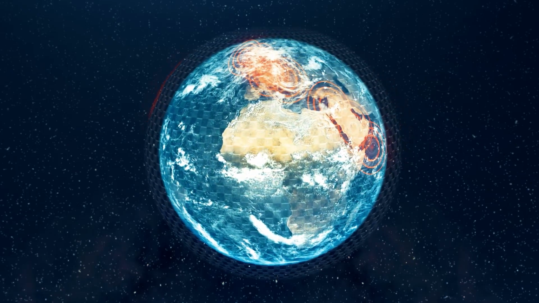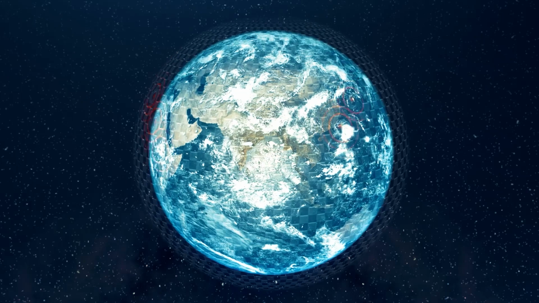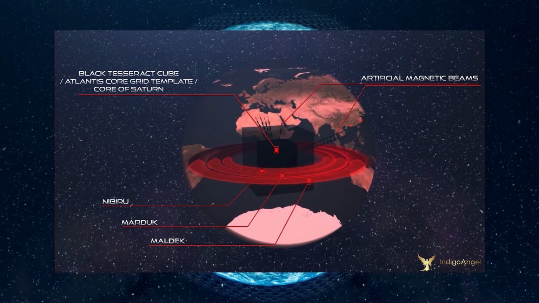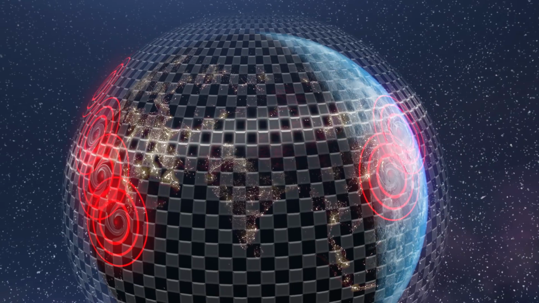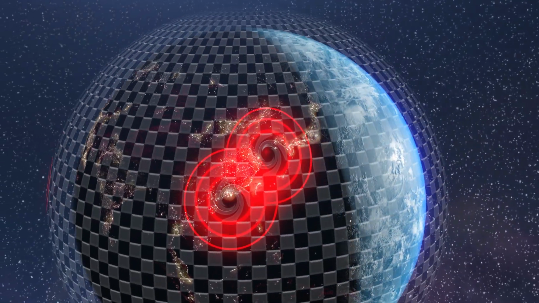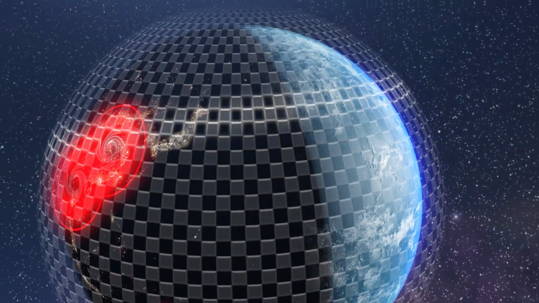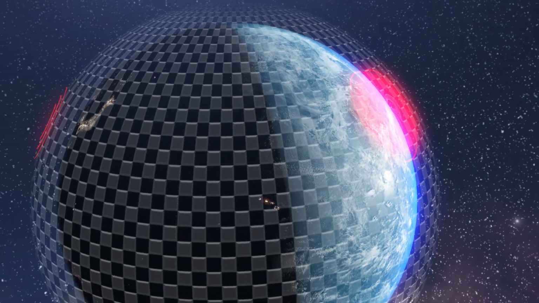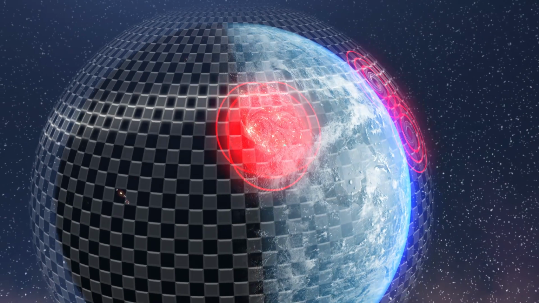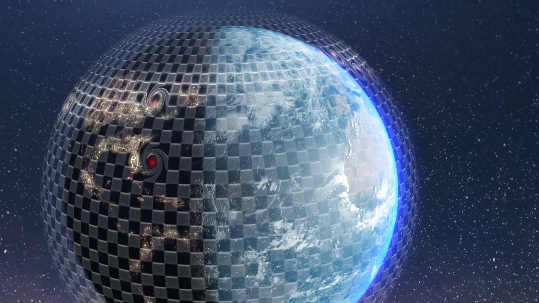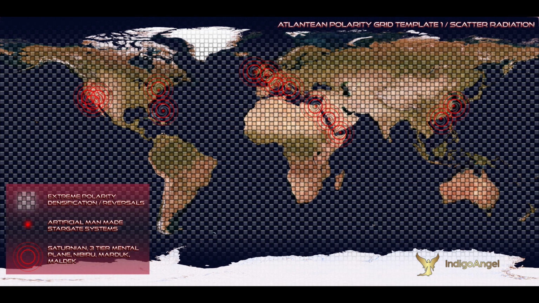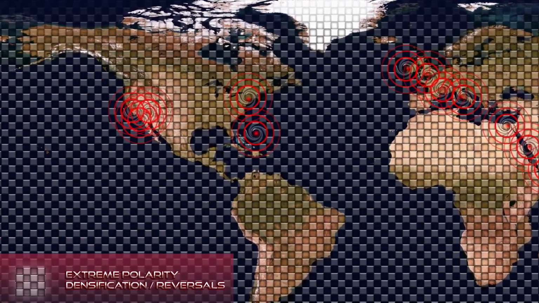So you will need to go back if you want. I highly suggest it, and watch my Core of Saturn Black Cube Tesseract update, as it is fundamental to understanding the grid templating that you see in front of you here today. So this is the Atlantean Polarity Grid Template 1 Scatter Radiation. This represents states of consciousness collectively, globally, of extreme polarity densification and reversal energies. This is highlighting and works upon the artificial man-made Stargate systems and the Saturnian three-tier mental internal holographic geography of the Nibiru, Marduk, and Maldek dimensions. And so what you see here is running the primary function of this timeline.